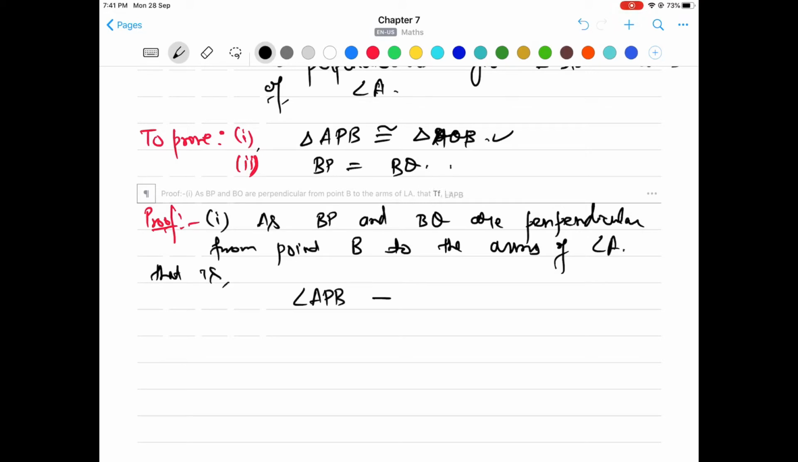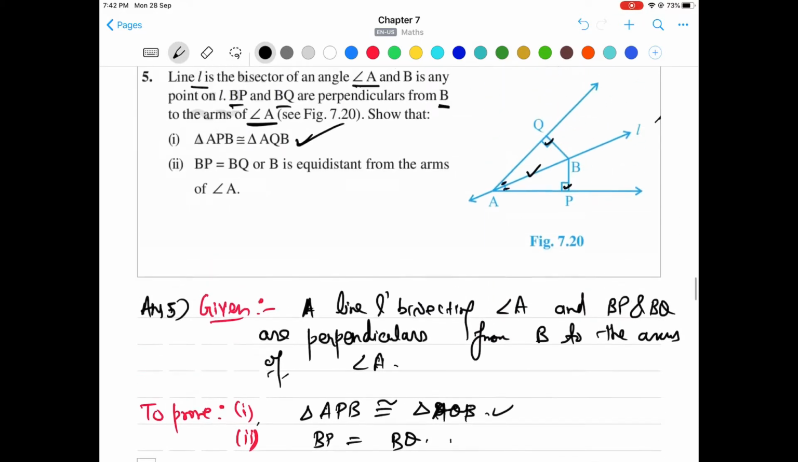Angle APB will be equal to angle AQB, and each will be of 90 degrees. So write each of 90 degrees as they are perpendicular. Okay, so the angle will be each of 90 degrees.